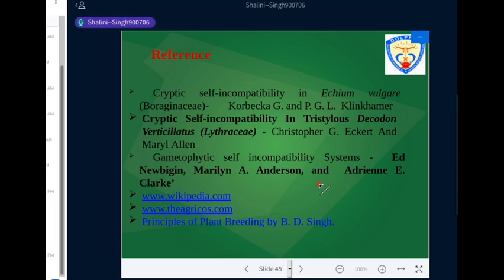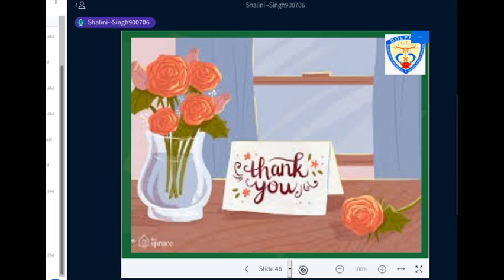References: you can study from any book of your choice, but Principles of Plant Breeding by B.D. Singh has very fairly explained this topic.